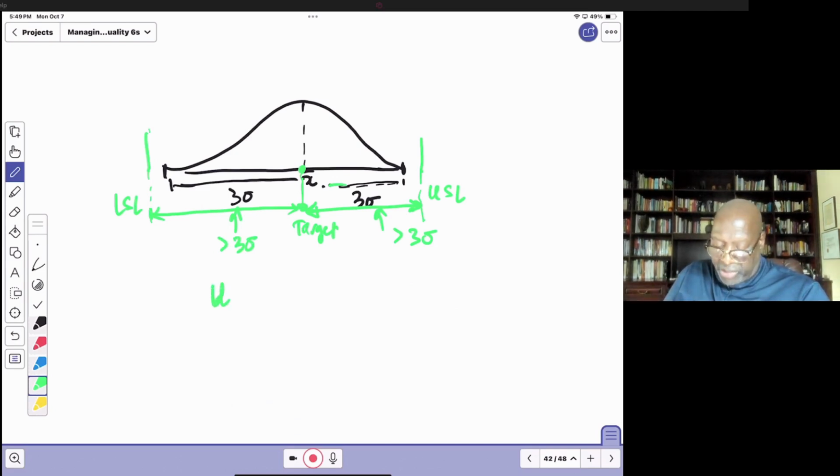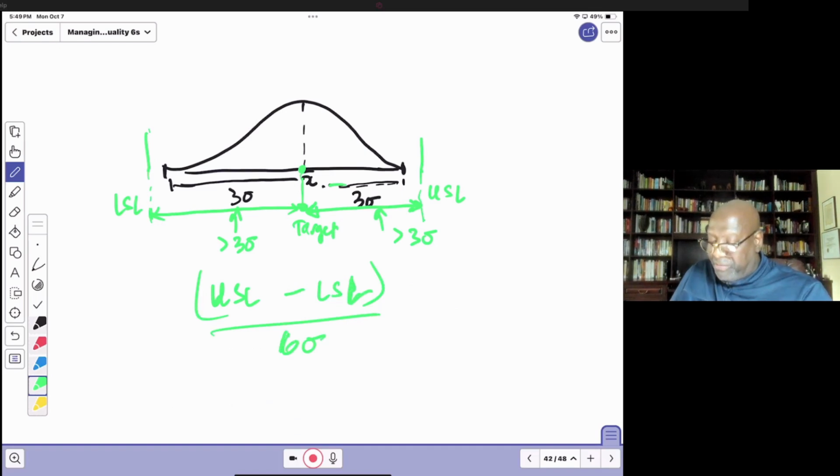which means that if we take the upper specification limit, and we subtract the lower specification limit, and we divide it by 6 standard deviations, that value will be greater than 1. That's our CP, which is called our process capability. All right? That green doesn't look too cool. I should have used red instead.